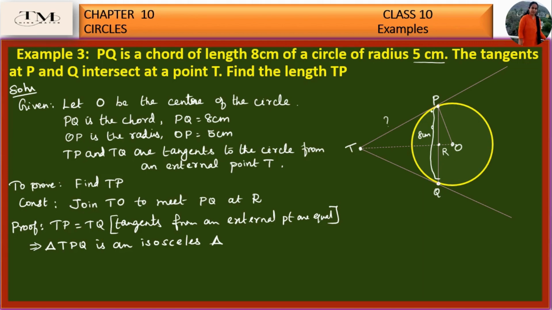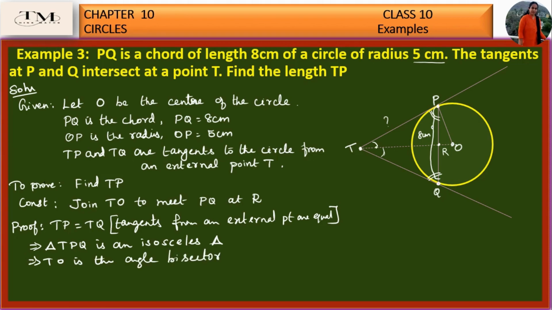Their angles will be equal. So these two angles will be equal. So if we draw a line from this vertex, the vertex of the isosceles triangle, then this line will be the angle bisector. So this is the isosceles triangle property. So TO will be the angle bisector. Angle bisector means TO bisects this angle into 2 equal halves. So TPQ is isosceles, which implies TO is the angle bisector.